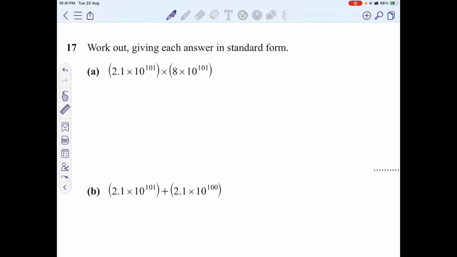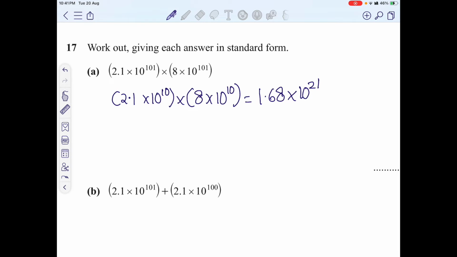There's no real technique to learn it, but the way I did it through my GCSE exams was that if you put a smaller value, for example, 2.1 times 10 raised to 10 times 8 times 10 raised to 10, that gives me 1.68 times 10 raised to 21.